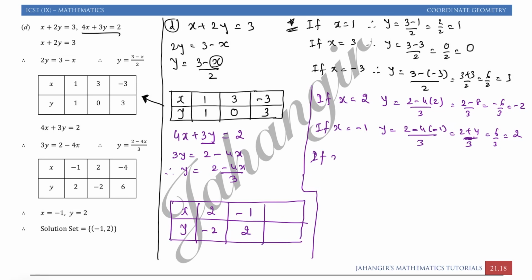Now the third value you can take as minus 4. y is equal to (2 minus 4 into minus 4) upon 3, that is (2 plus 16) upon 3, 18 by 3, that is 6. By taking this, you can even think of any other value if you can. Now let us write these two tables beside the graph.